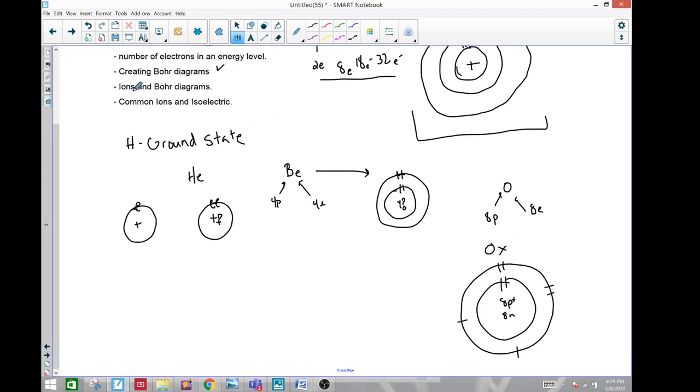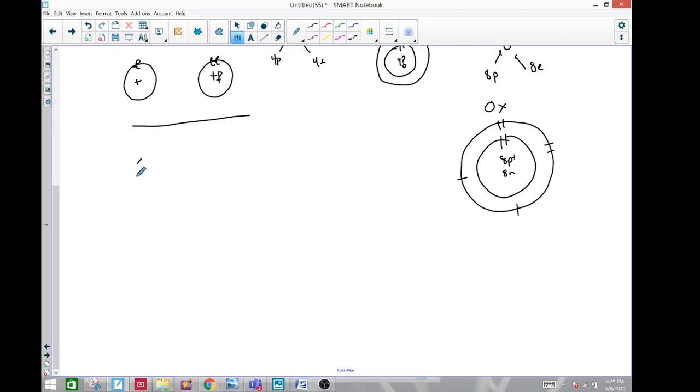Now what about ions? Well, let's take a look at an ion here. Let's say we were to do oxide, which is O negative 2. Now there's a couple things we're looking at here. O negative 2 is what we call a common ion.